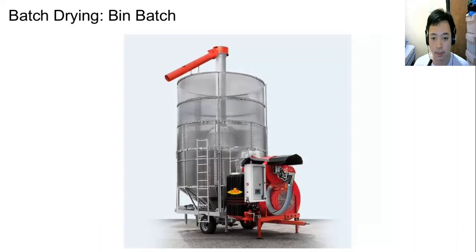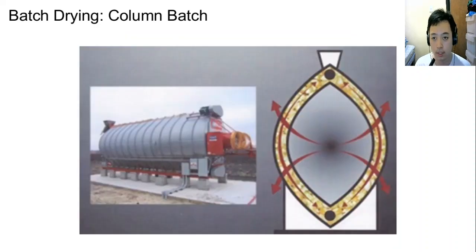Next, this is an example of a bean batch dryer. This is how it looks like in real life. Next one is column batch. It's a more complicated type of dryer, but it is more efficient because the products, mostly grains, are heated from the inside. So this is the cross section of this dryer, and the hot air will go through it, and it will go through its sides.